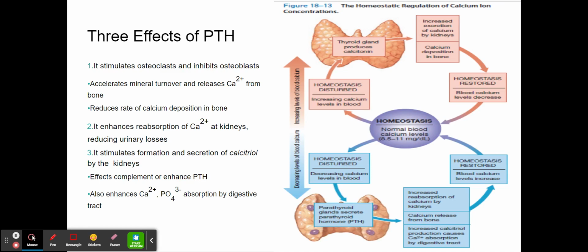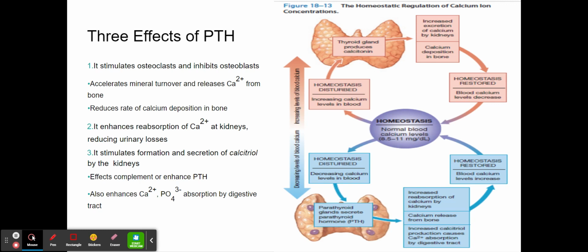Parathyroid hormone has three major effects. One, it mobilizes calcium from the bone by affecting osteoblast and osteoclast activity. PTH stimulates osteoblasts to secrete a growth factor known as RANKL. Osteoclasts have no PTH receptors, but both precursor and mature osteoclasts have RANKL receptors.